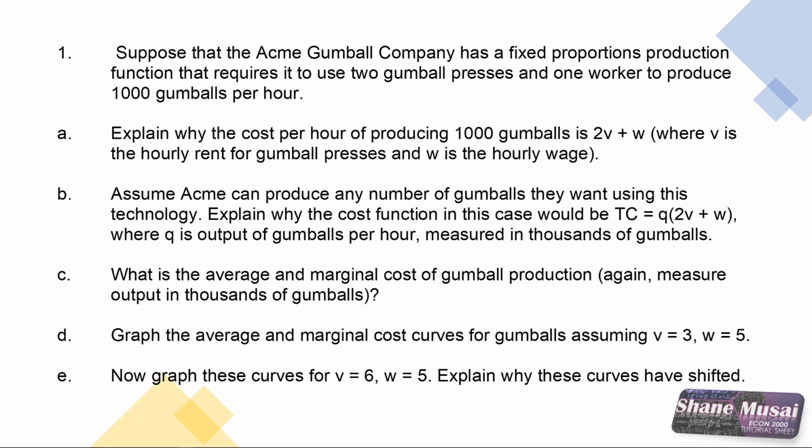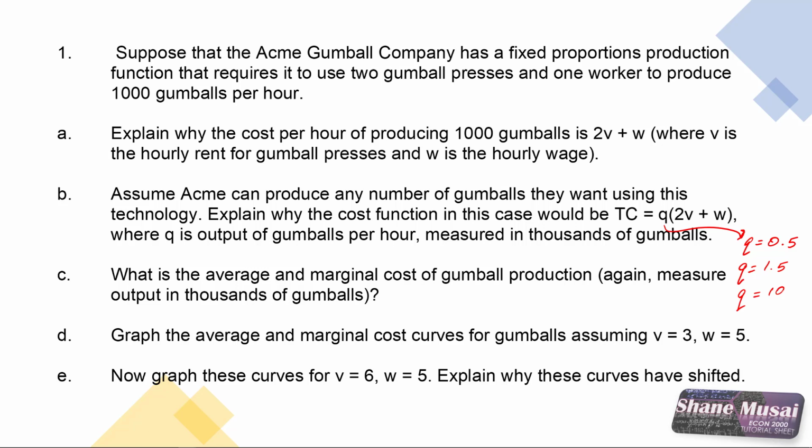So if I want 500 gumballs, I would just set Q equal to 0.5. If I want 1000 gumballs, I'll set Q equal to 1. If I want 1500 gumballs, I would set Q equal to 1.5. If I want 10,000 gumballs, I can set Q equal to 10. And that answers part B.